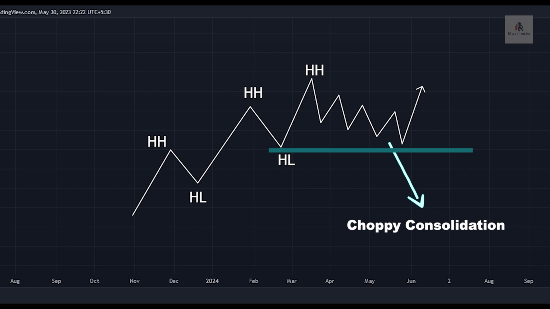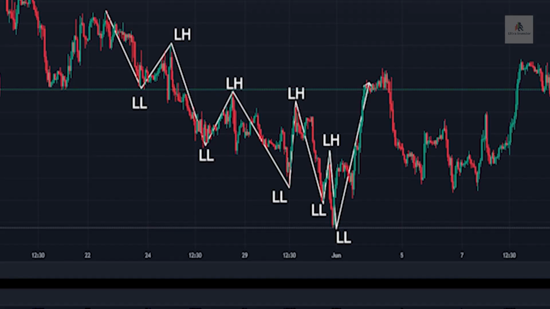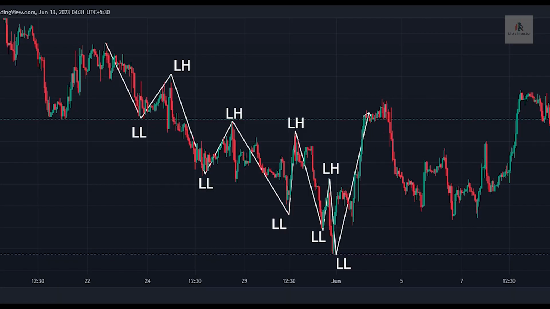The other question is, which of the lows is the higher low in this choppy consolidation? The answer is simple. We cannot tell any of these lows as higher lows until the price breaks and closes above the higher high. And if the price closes below the higher low, then we can say that there is a possible trend change. The same principle applies to the downtrend.